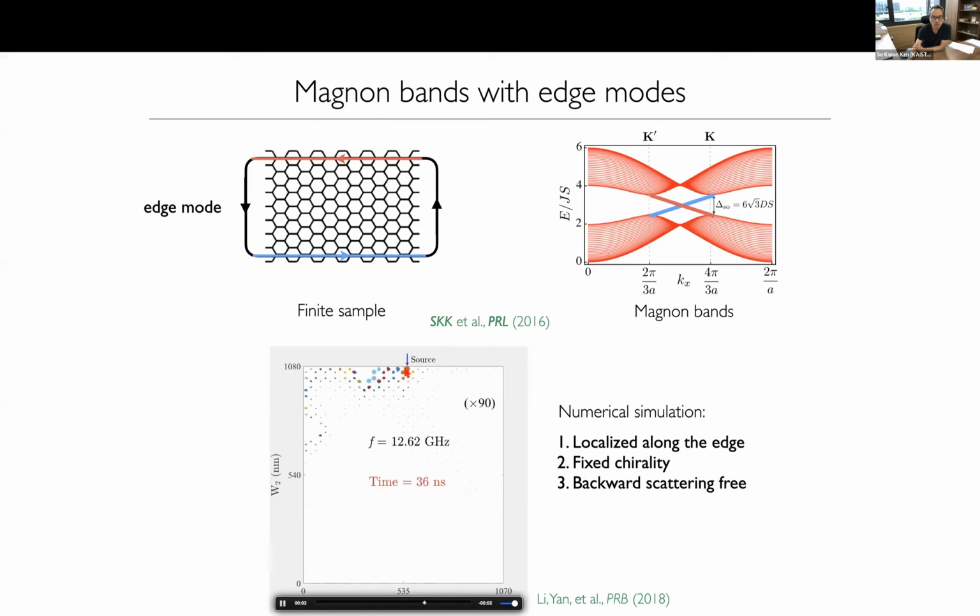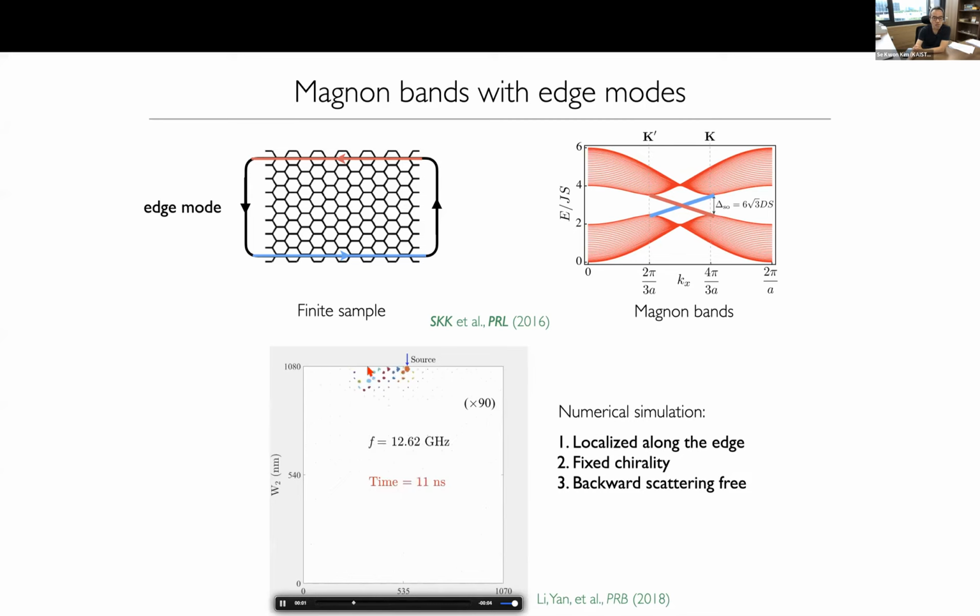First, it propagates only along the edge, and it doesn't go into the bulk of the magnet, right? So this excitation is localized along the boundary of the sample. Secondly, it moves only to the left without moving to the right, right? So it has a fixed chirality.